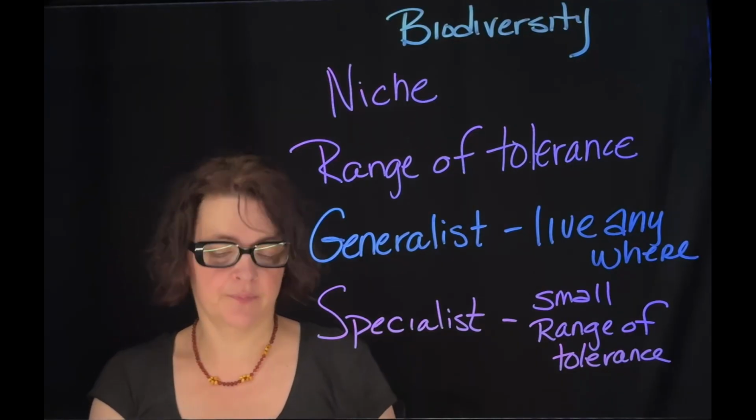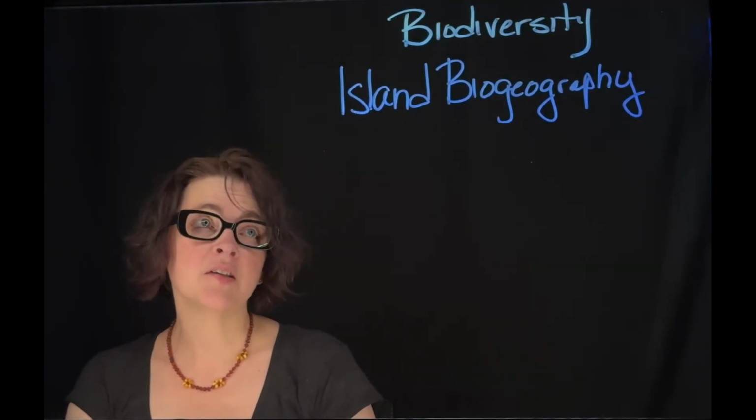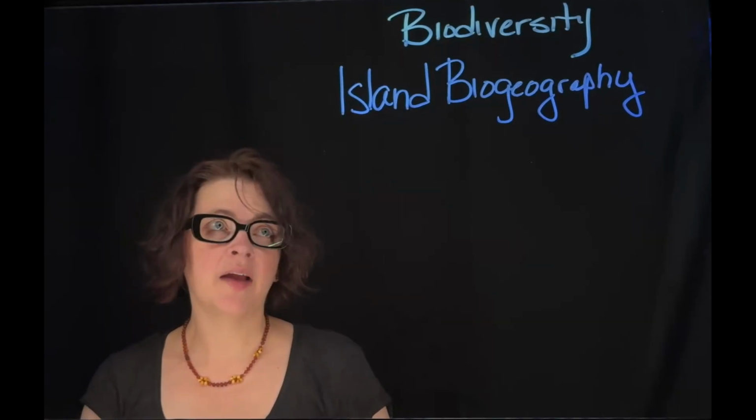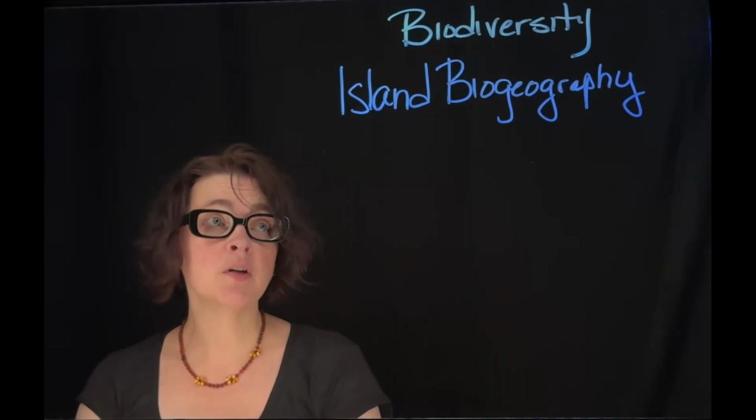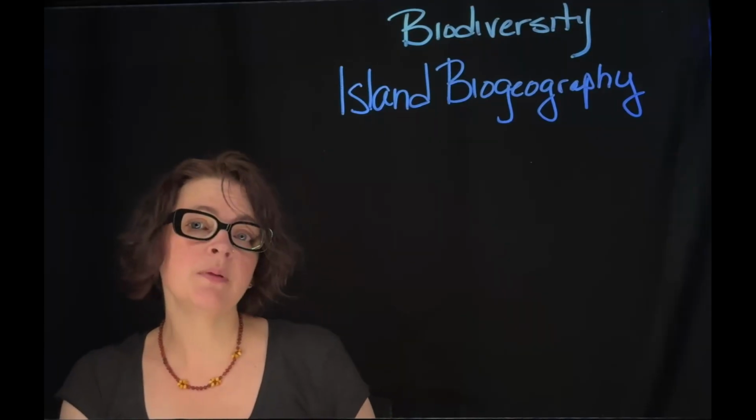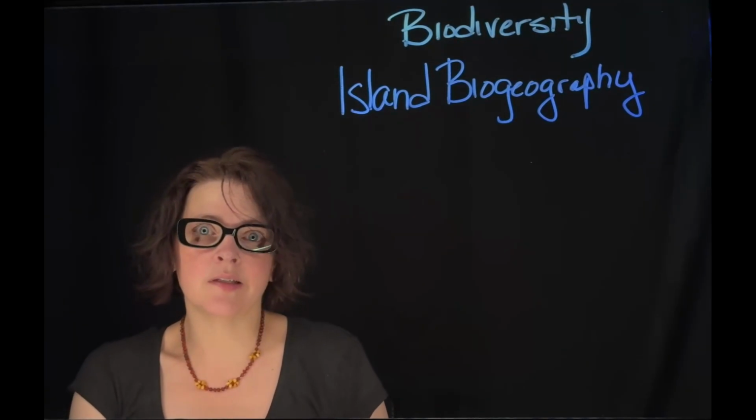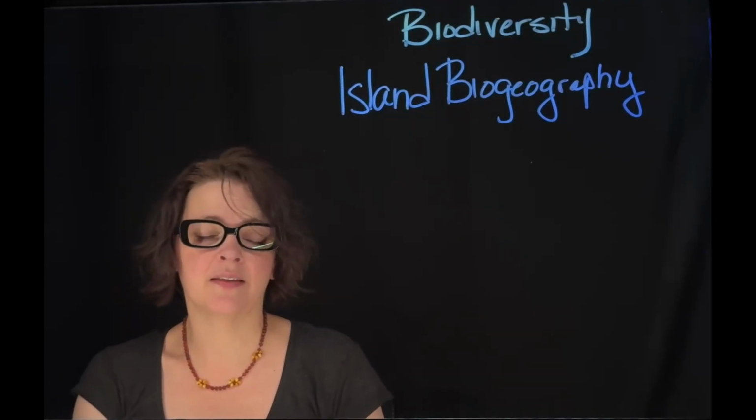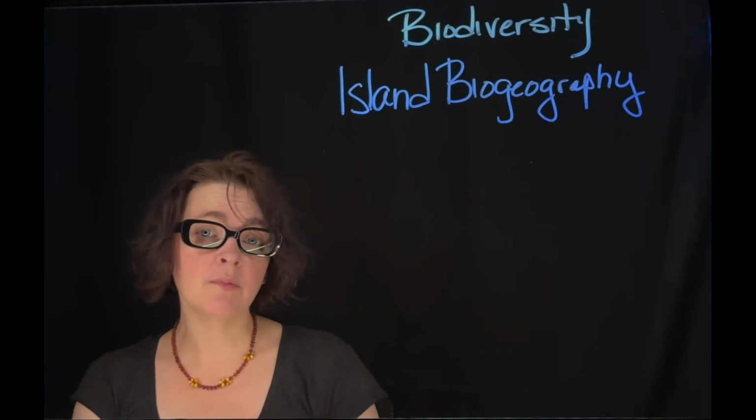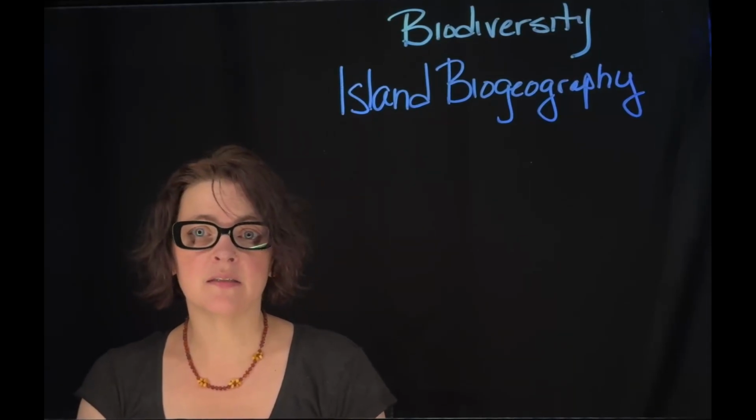Let's take a look at how islands impact biodiversity. This is called island biogeography. Island biogeography looks at ecological relationships and community structure on an island. And this could be a physical island or it can be a human-created island. So a physical island is what you're thinking, an island off the coast of a mainland. A human-created island could be something like parks within cities.